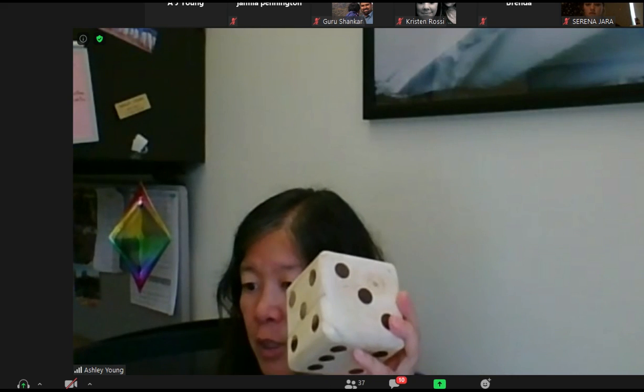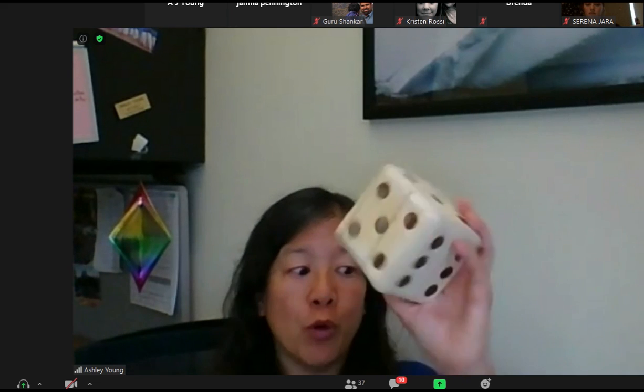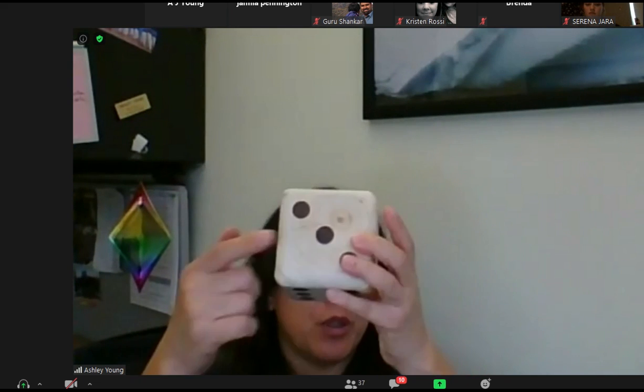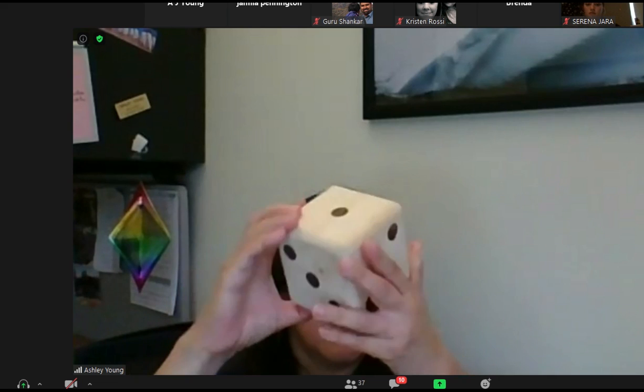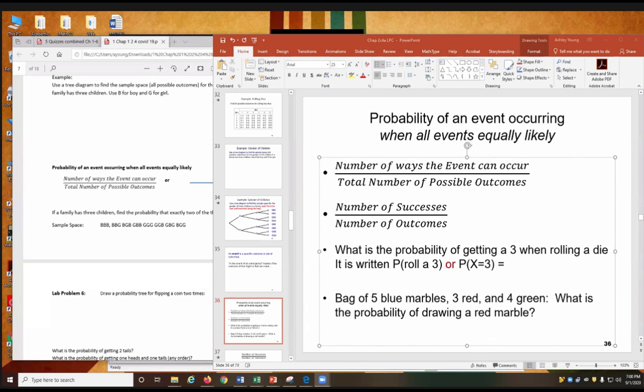All right, so my question to you guys is, what's the probability that when I roll this die, I get a 3? Out of all these possible things. What did you guys say? 1 out of 6. Exactly. 1 out of 6, because the number of successes is one 3, out of 6 total possible outcomes.